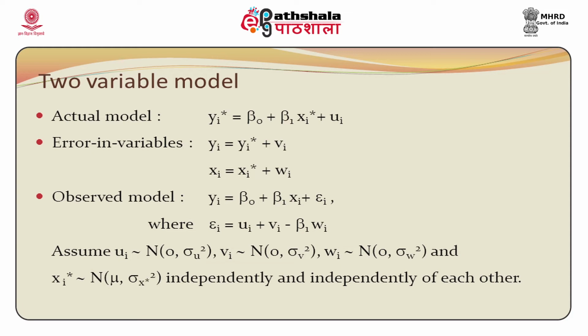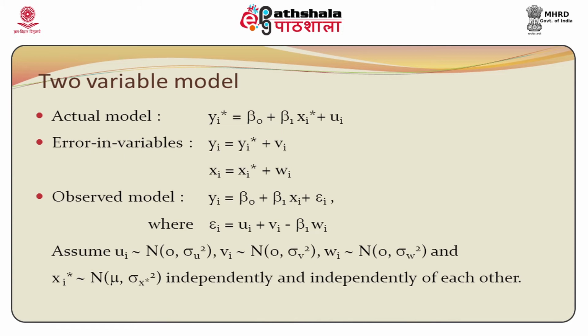Similarly, instead of xi star, we observe xi, and xi again is error contaminated, the error in this case being wi. So ultimately what we observe is the model yi is equal to beta naught plus beta 1 xi plus epsilon i. Now, this error epsilon i is composed of the model error ui plus vi minus beta 1 wi. Remember, this is the reason why xi and epsilon i get correlated, and we have a problem of inconsistency if we are using the OLS estimator.